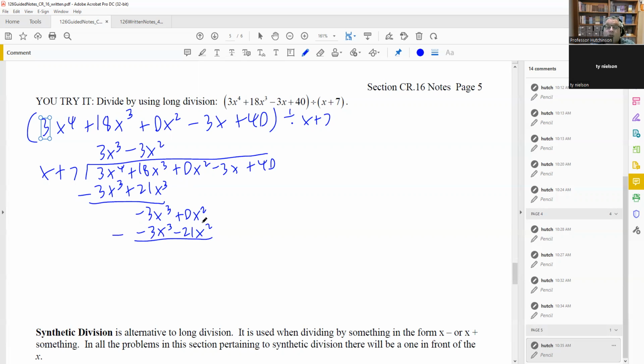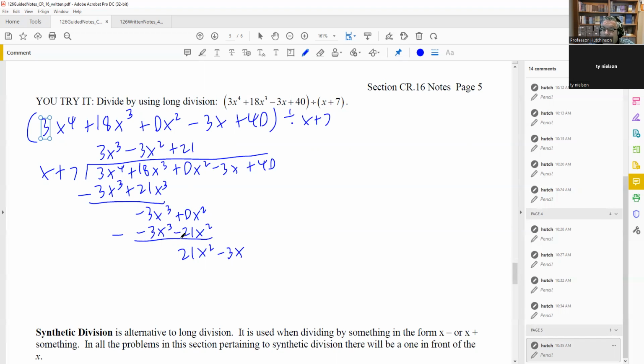Now be careful when you're subtracting this. We have 0 minus a negative 21. So you're going to get positive 21. So 0 minus a negative is positive 21x squared. Bring down the minus 3x. 21x squared divided by x is going to be plus 21. Okay, so plus 21 we get there.